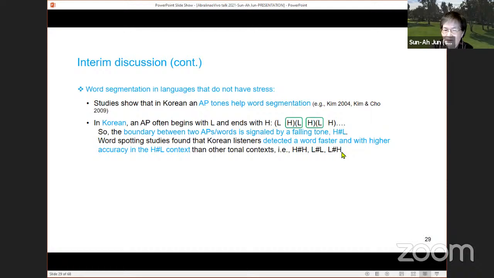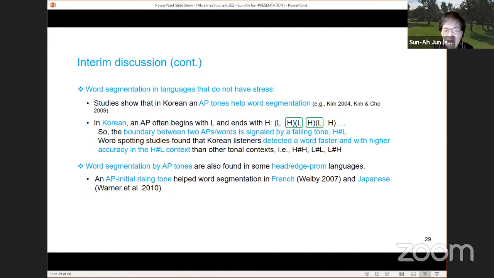Similarly, word segmentation by APs happens in head-edge prominence languages like French and Japanese. In these two languages, the AP begins with a low initial tone and then rises. This AP-initial rising tone pattern helps segmentation in French, by Welby's work, and in Japanese, by Natasha Warner and her colleagues' work.